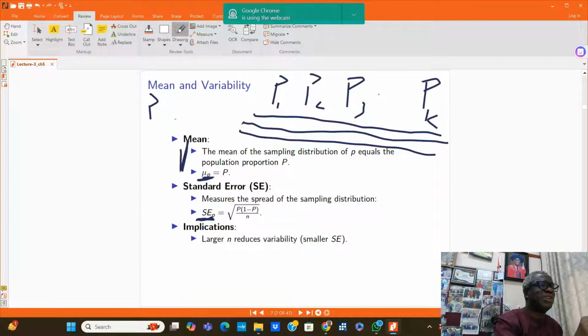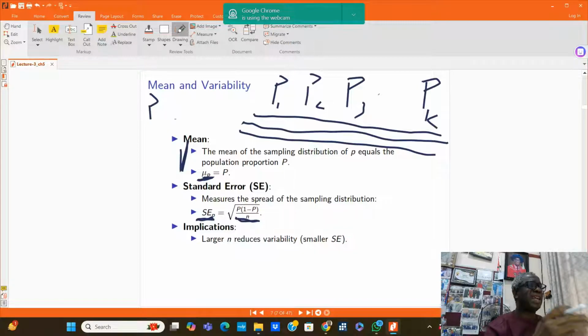And for proportion, this is the formula. You will recall that P is the proportion of success and 1 minus P is the complement. So that is the proportion of failure.